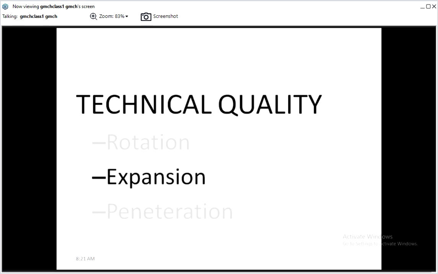Okay, the second point in the technical quality is the expansion.